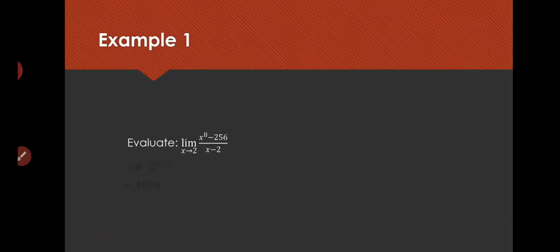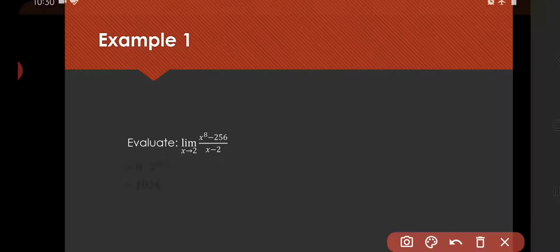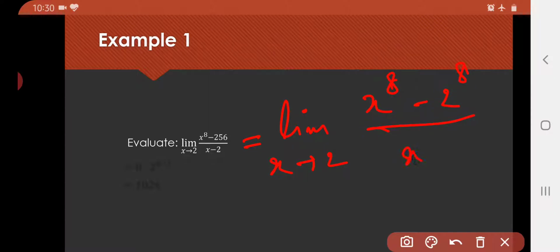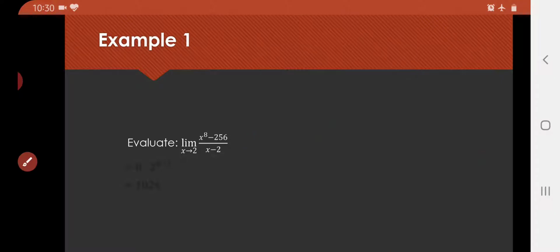The first one, limit x tends to 2, x to the power 8 minus 256 by x minus 2. So this is basically in the form, if I can just write one more step, limit x tends to 2, x to the power 8 minus 2 to the power 8 by x minus 2. So this is in the standard form, x to the power n minus a to the power n by x minus a. So therefore the solution is n into a to the power n minus 1.